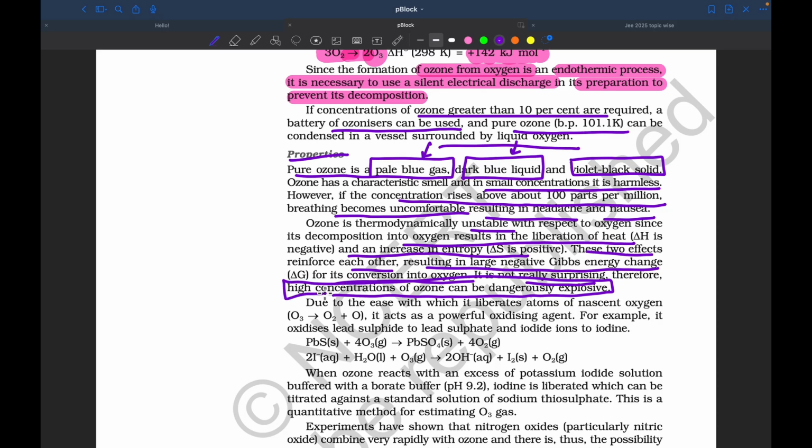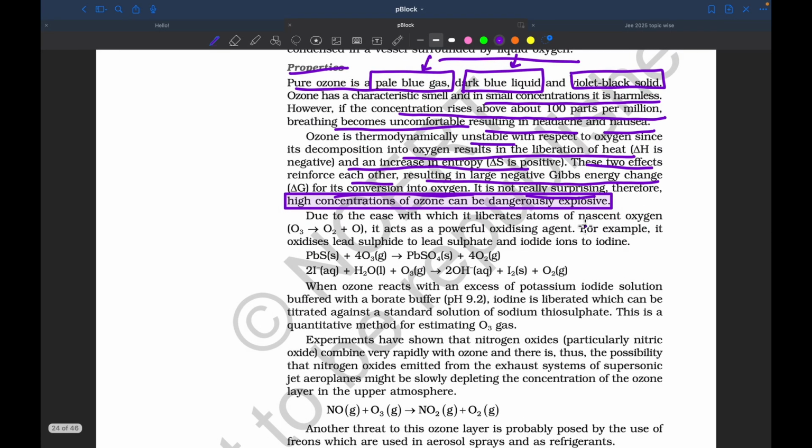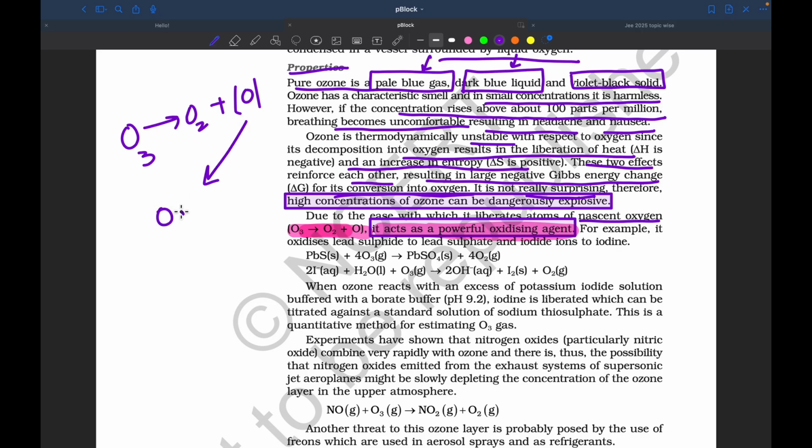That's why ozone is prohibited to store. Due to the ease with which it liberates oxygen, the nascent oxygen, it acts as a powerful oxidizing agent. This point should be noted. Ozone is a powerful oxidizing agent due to this reaction. So what's happening here? O3 gives you O2 plus one nascent oxygen. This nascent oxygen is a strong oxidizing agent.